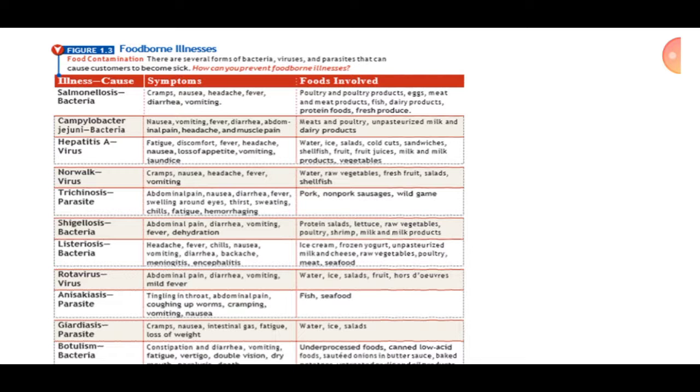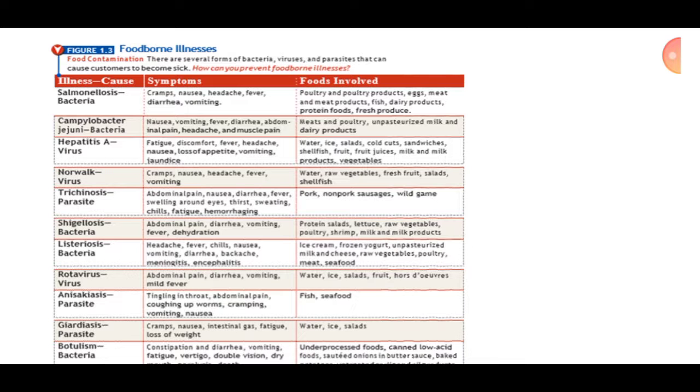The third one is hepatitis A virus. The symptoms are fatigue, discomfort, fever, headache, nausea, loss of appetite, and vomiting. The foods involved are water, ice, salads, cold cuts, sandwiches, shellfish, fruits, fruit juices, milk and milk products, and vegetables.